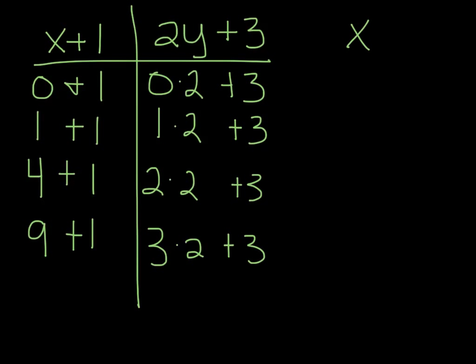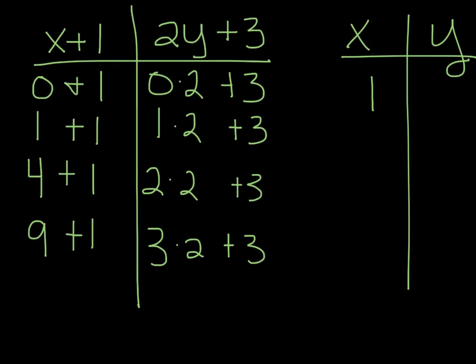We will end up with our initial point, our end point will be at 1, and then 0 times 2 is 0, plus 3 is 3, at 1, 3. Then we have 2, and then 1 times 2 is 2, plus 3 is 5. 4 plus 1 is 5. 2 times 2 is 4. 4 plus 3 is 7. And then 9 plus 1 makes 10. And 3 times 2 is 6. And then 6 plus 3 is 9.